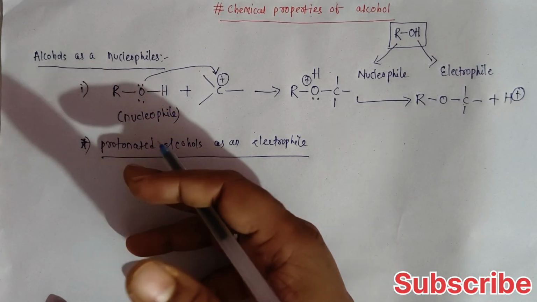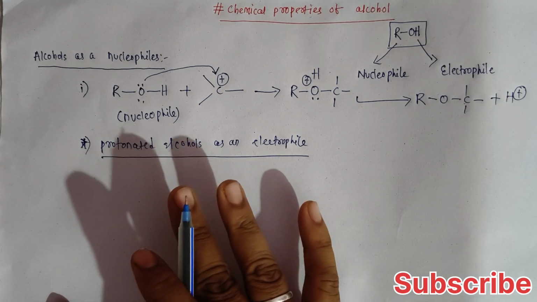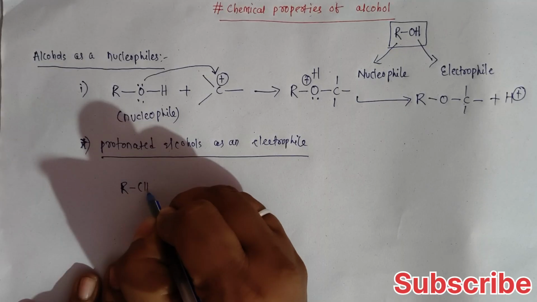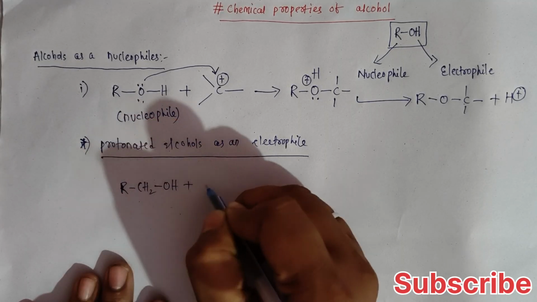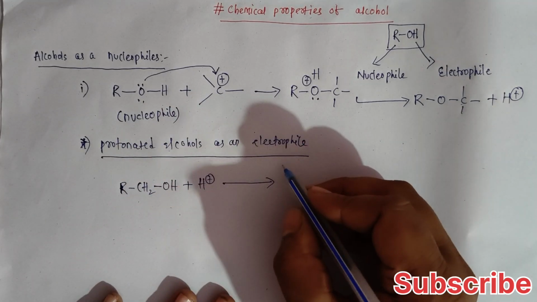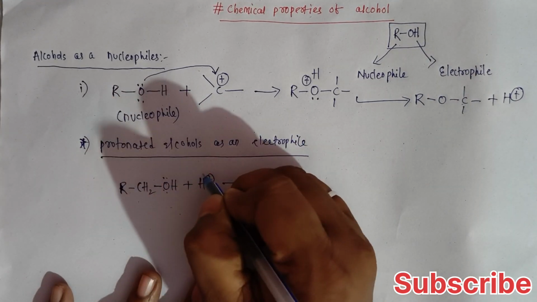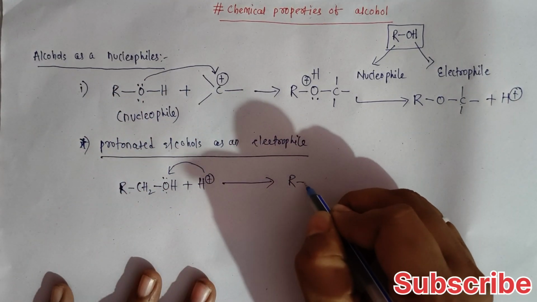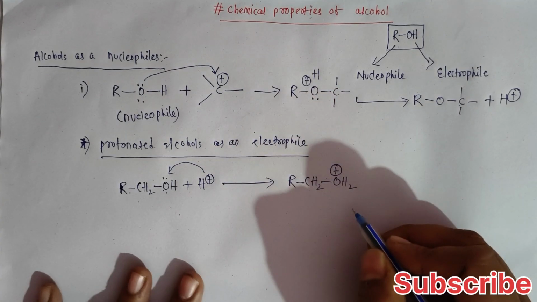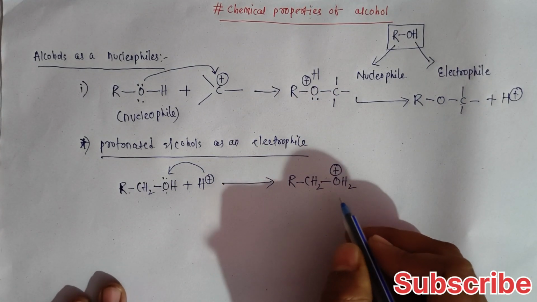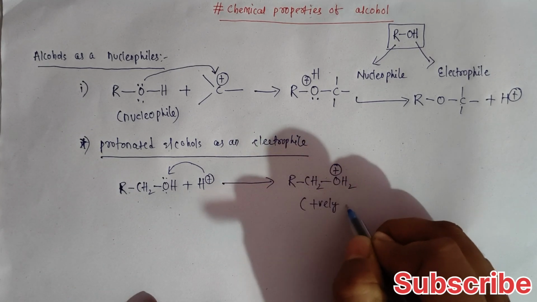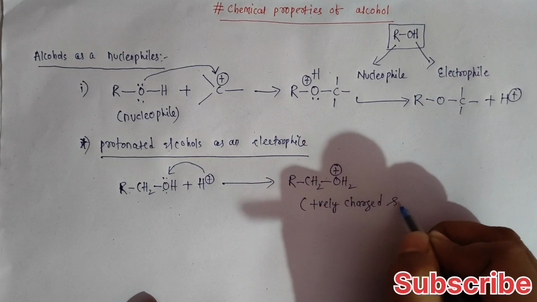Now I will write a reaction in which alcohol acts as an electrophile. RCH2OH reacts with H plus and gives, this is the lone pair, this will attack H plus, and the compound will be RCH2OH2 plus. So this is a positively charged species.